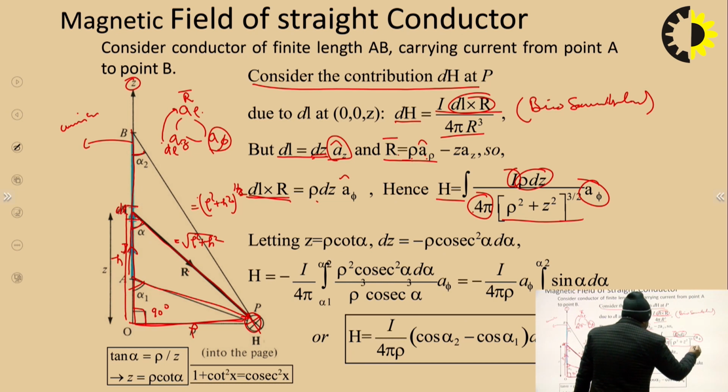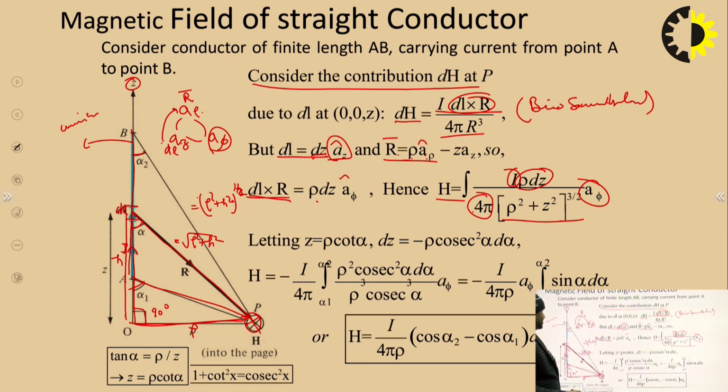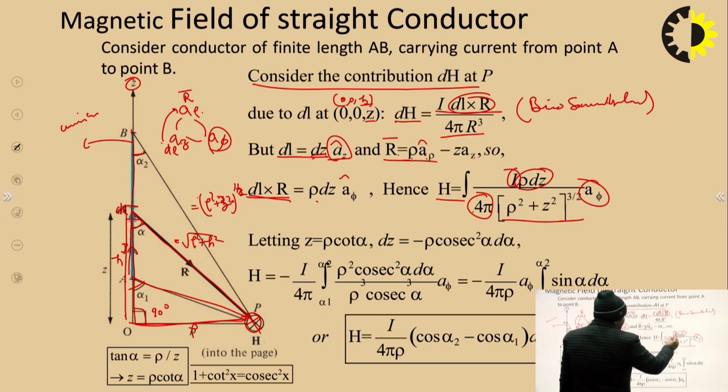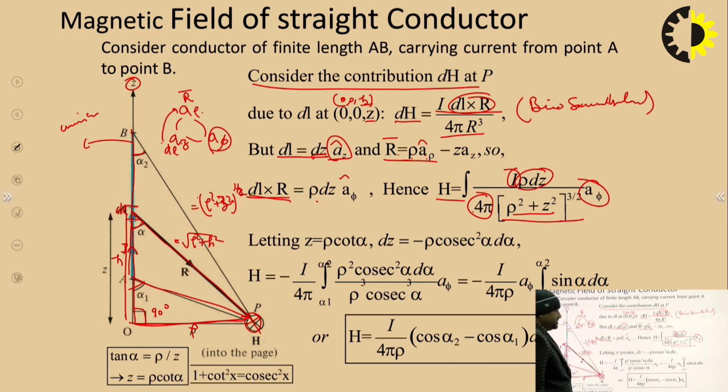So that means this is rho square plus z square, because h is denoted as 0, 0, z, so we can say 0, 0, h is defined where h is equal to z, in the direction of az. So the total magnetic field intensity is defined by I rho dz over 4 pi times rho square plus z square raised to power 3 by 2. And we solve this integral by using the substitution method.